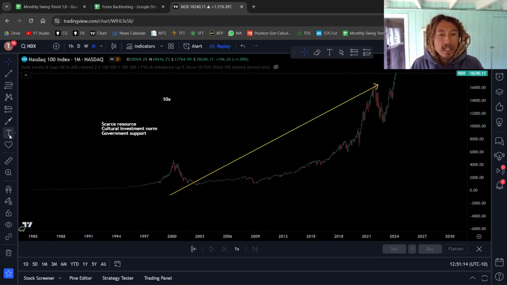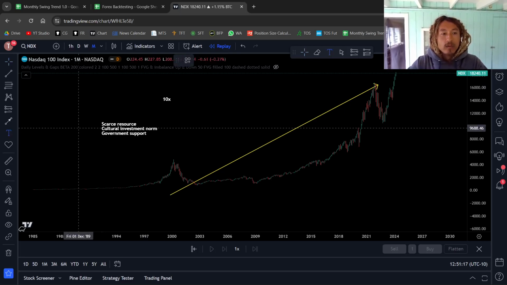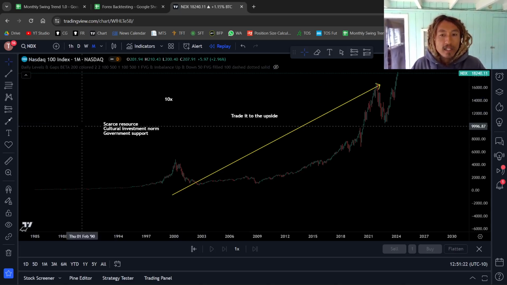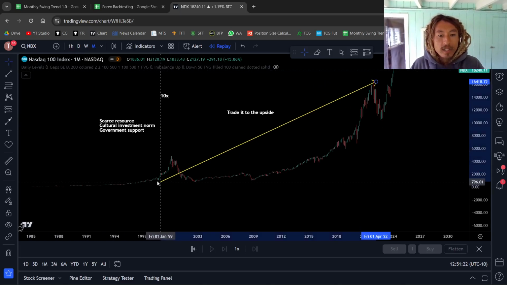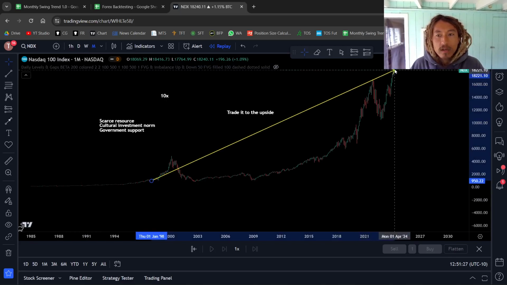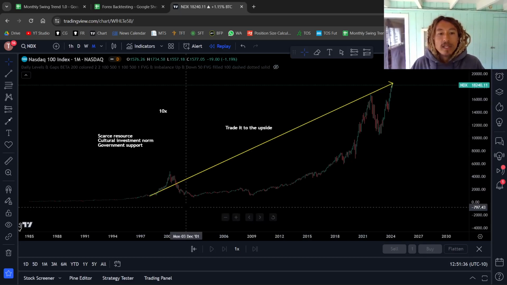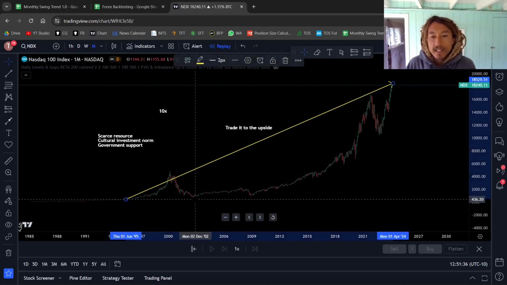So what does it mean if you're trading a risk asset? How do you want to trade it? Trade it to the upside, right? Long term to the upside. You can take shorts, but you're severely disadvantaged, right? Because of the scarce resource factor, because of the cultural investment norm, because of the government support, trading it long term to the upside is the way to go for risk assets such as the stock market, such as Bitcoin, such as gold.